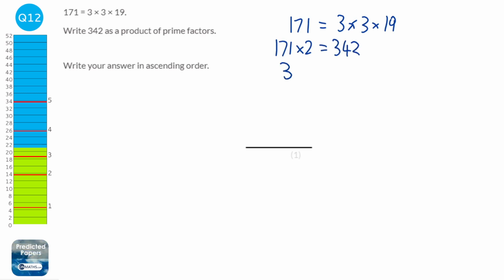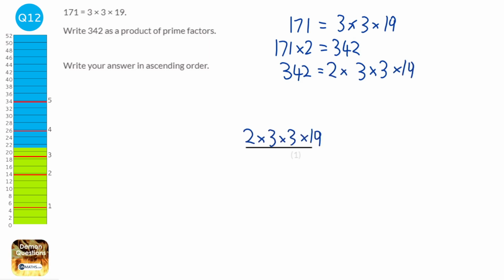So therefore 342 will have the same prime factors as 171, which is 3 times 3 times 19, but it will also have a times 2 in there. So the answer will be 2 times 3 times 3 times 19.